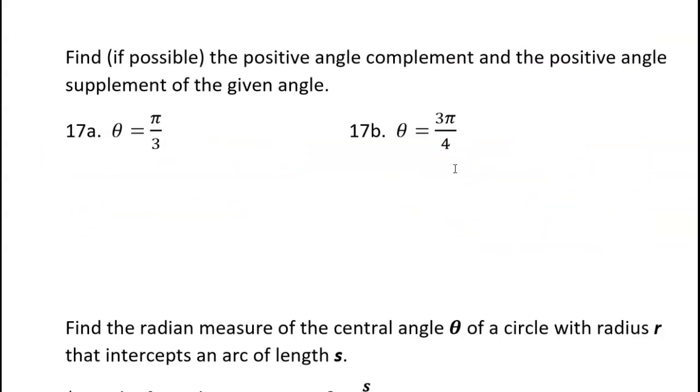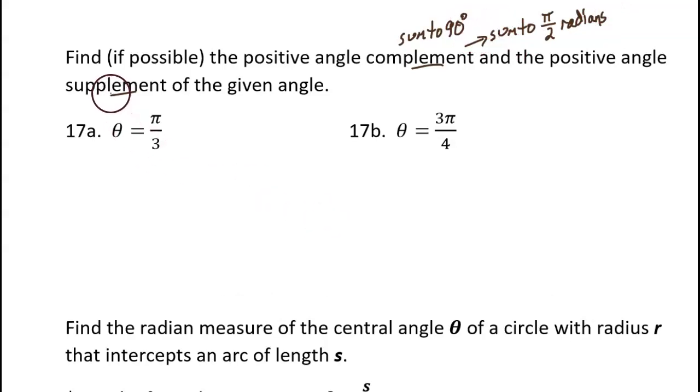Next, find, if possible, the positive angle complement and the positive angle supplement of the given angle. In geometry class, you studied complementary angles and supplementary angles. Complementary angles are two angles that sum to 90 degrees. But I noticed that in number 17, our angle measures are not in degrees, they're in radians. So instead of thinking of complementary angles as two angles that sum to 90 degrees, let's think of them as two angles that sum to pi over 2 radians. Pi over 2 radians is the same thing as 90 degrees.